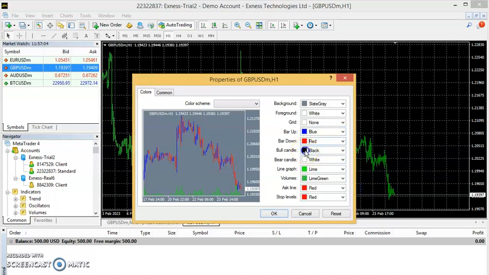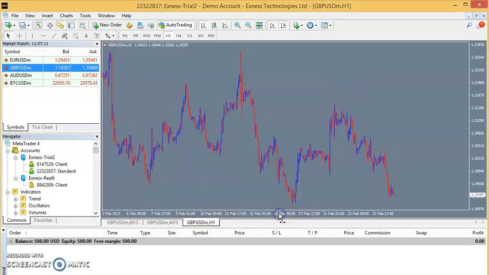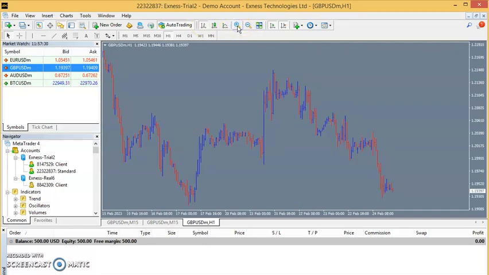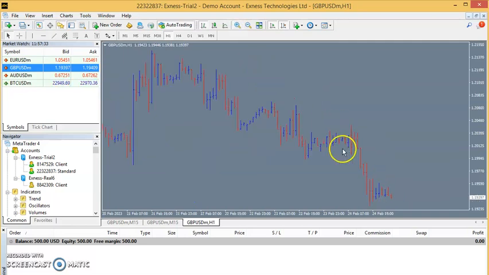So for the bull, I make it blue. For the bear, I make it red. Okay, then I click on done. So this is how my setup is. Okay, so now we have three types of candles on our charts. One, we have what we call the bar chart. Okay, if you want to zoom out, you zoom out using this icon here. So now you see that the candles are in line bars.